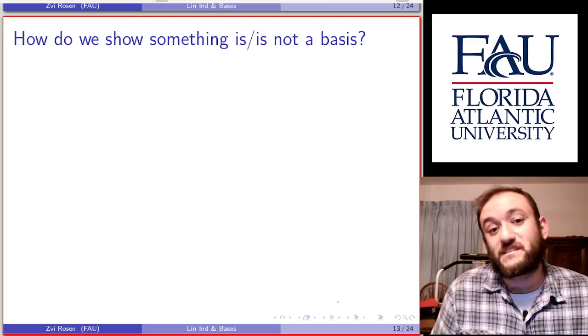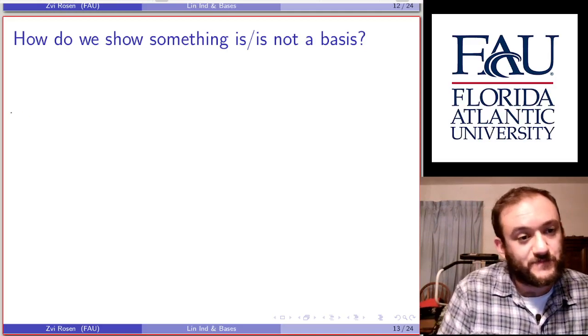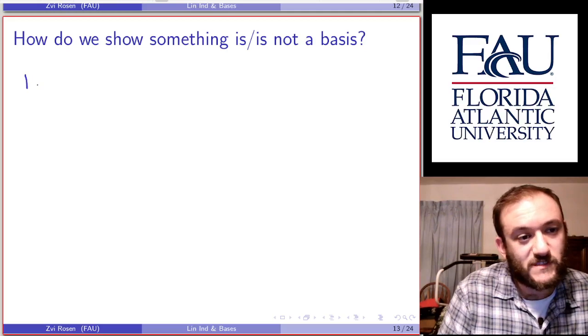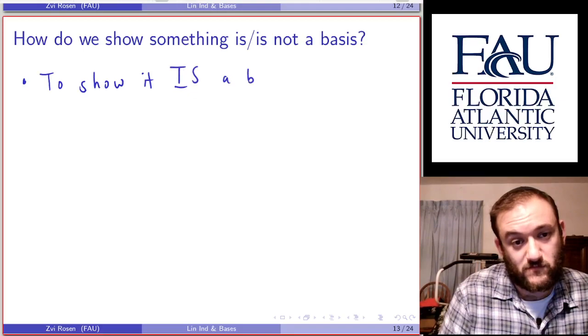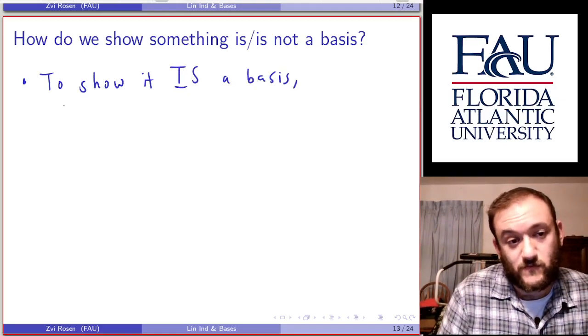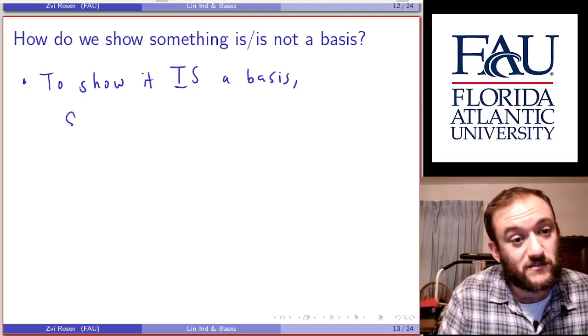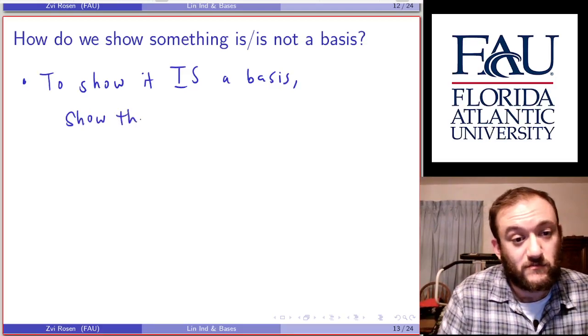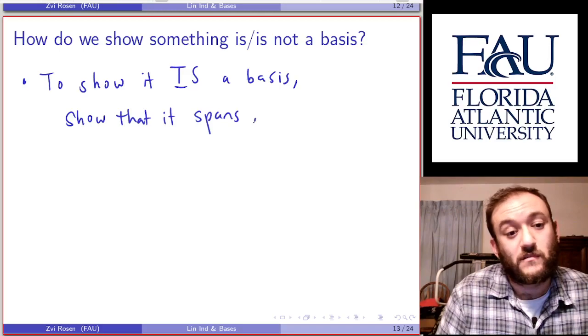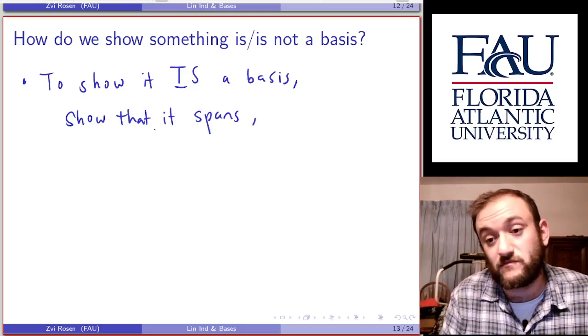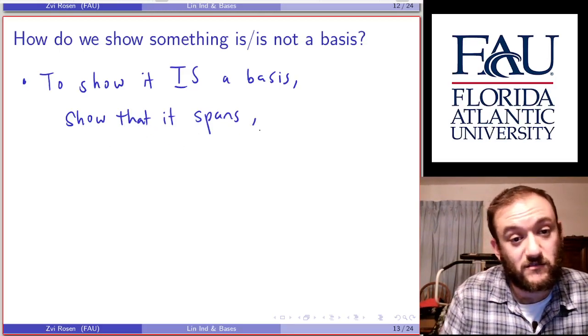So how do we show that something is or is not a basis? To show it is a basis, you want to show that it spans, and show that it's linearly independent.